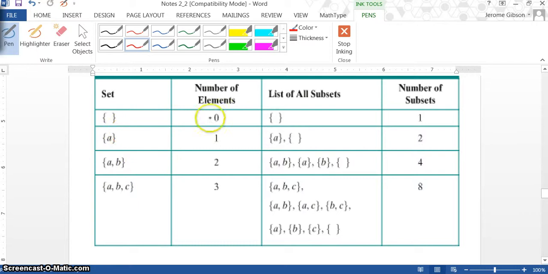If you notice, we have all the elements that you have on your table that are blank spots. Here, the number of elements for the empty set is 0. Then we have 1 here for A, 2 for AB, and 3 for ABC. And then we list all of the subsets. If you notice, every last one of them has the empty set. No matter how they're written, the empty set is a part of their subsets. And we have the number of subsets as 1, 2, 4, and 8.